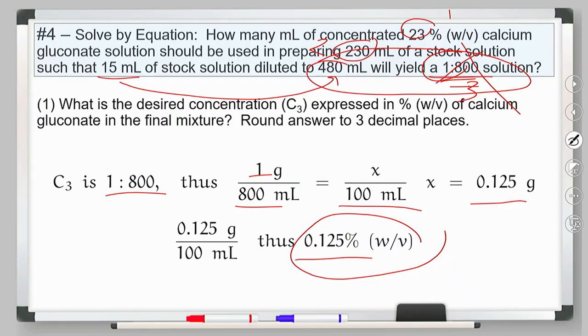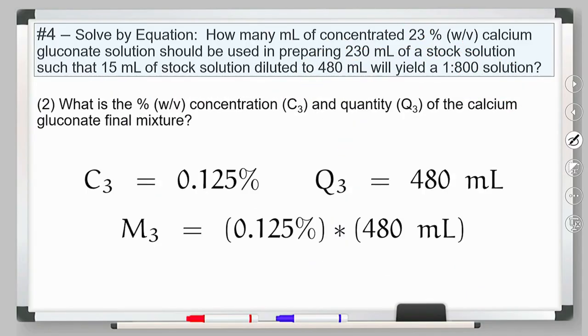So let's get rid of that number and substitute it with this number. Now I can set up my C's and Q's because I got a Q here and now I got a normal C. So I have 0.125%. That's just 1 to 800. And I've got 480 mils. That's my C3Q3. Okay. What are we using to make that? How do we get that?